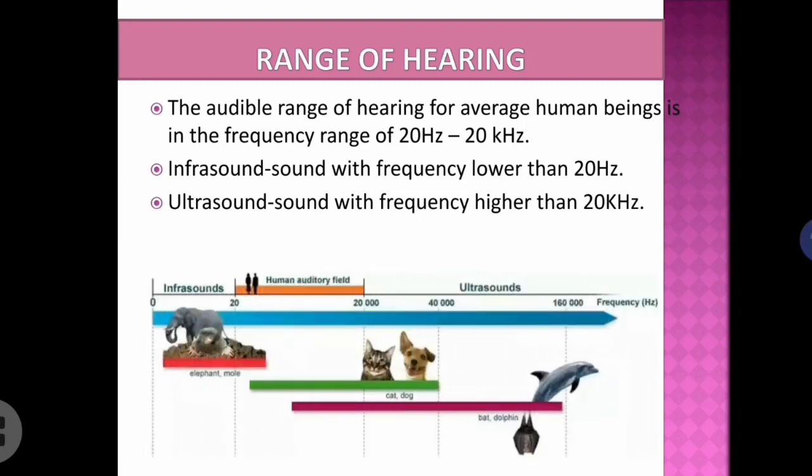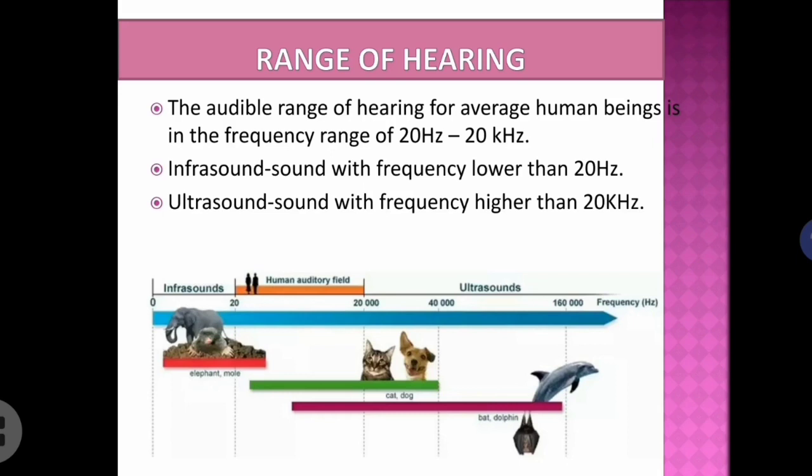Some animals like elephants, moles, etc., are able to produce or listen to infrasound. Similarly, cats and dogs have a range somewhat longer than the human audible range. At the same time, bats and dolphins are able to produce sounds in the ultrasound range also.